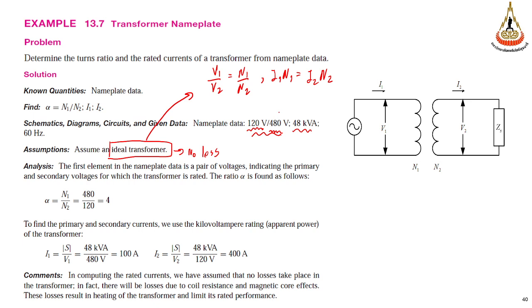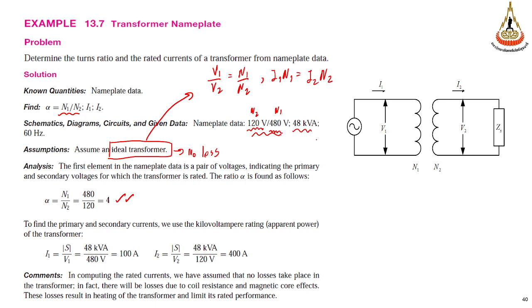So in this case, they just consider this is N1 and this is N2. So we can switch primary and secondary, it's depending on us, right? So N1 by N2, in this case, is alpha.